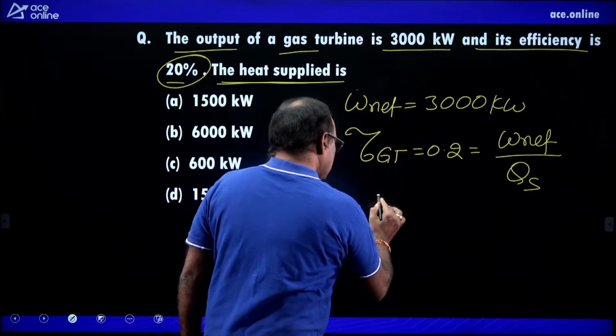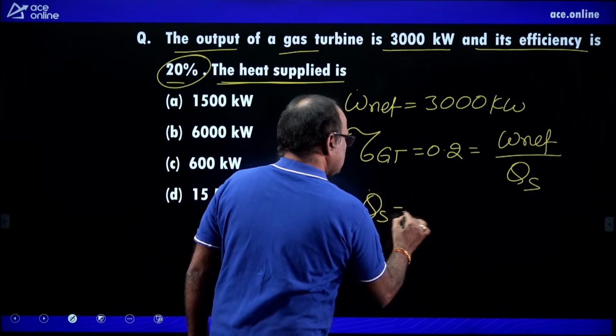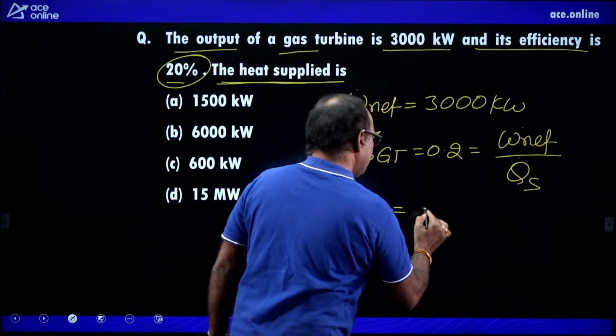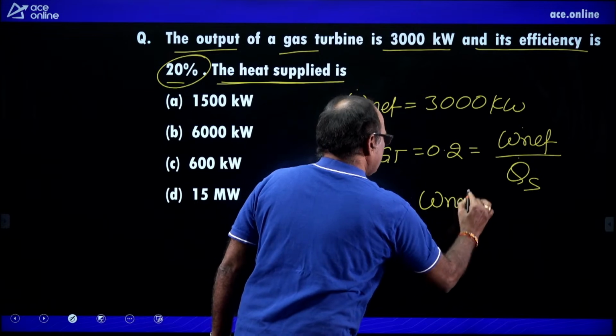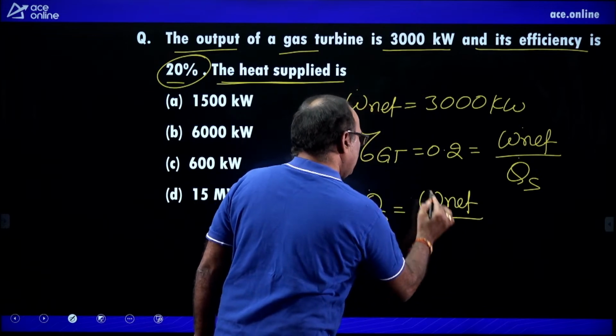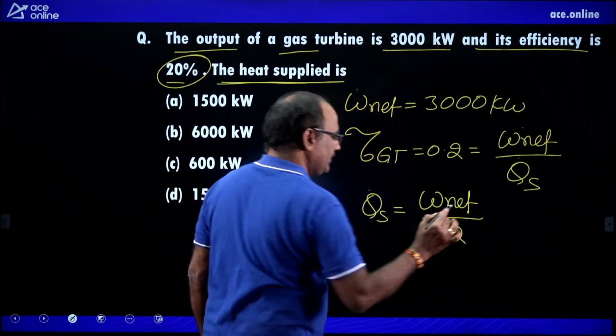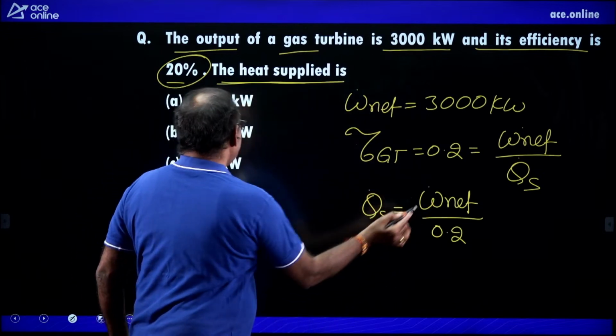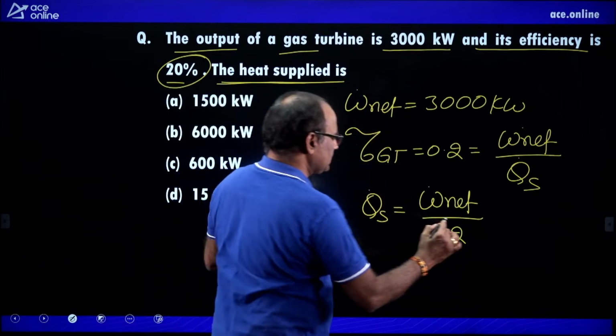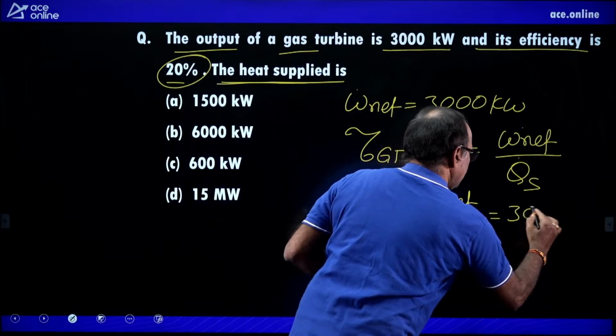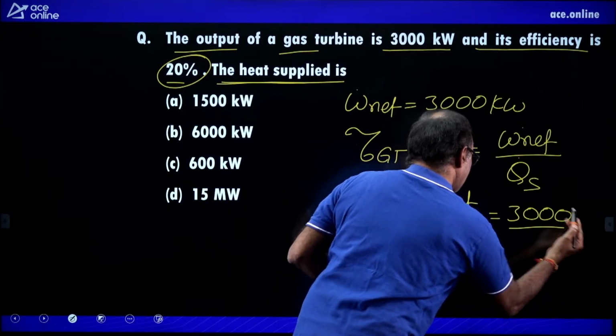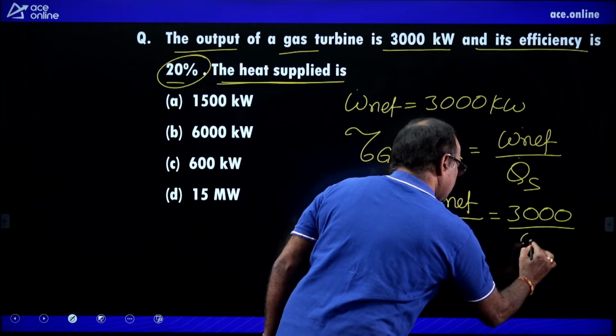From this, the heat supplied is equal to net power divided by 0.2. How much net power is given? 3000. So 3000 divided by 0.2.